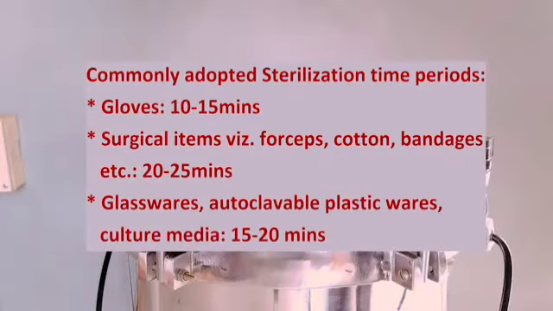Sterilization time periods usually adopted for some of the common items are shown here. For gloves, it's 10 to 15 minutes. For surgical items such as forceps, cotton, bandages, etc., sterilization time is usually 20 to 25 minutes. For glasswares, autoclavable plasticwares, and culture media, 15 to 20 minutes is a generally accepted sterilization time.